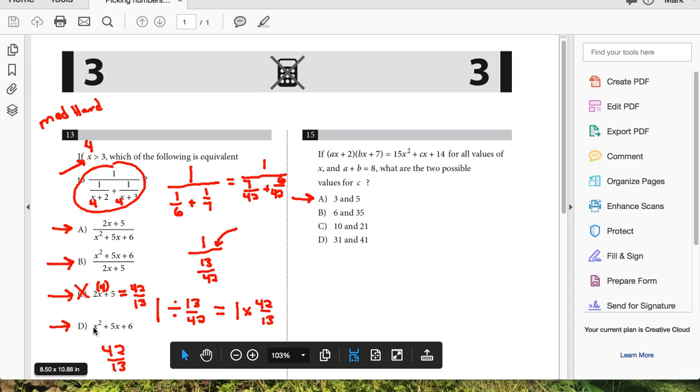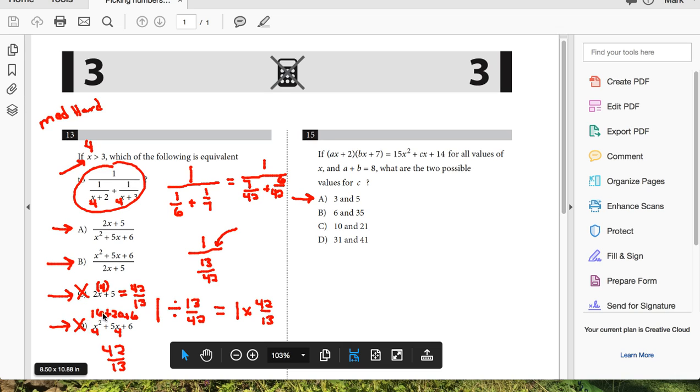Let's try another fairly simple one. Answer choice D seems the next most simple one. So if we put 4 in the 2 places where there's an x, 4 squared is 16. I'm going to write that up here. 5 times 4 is 20, and then plus 6. If you add the 16, 20, and 6, you get 42. Hey, that's kind of curious as well because that's the numerator. Well, it's not 42 over 13, is it?